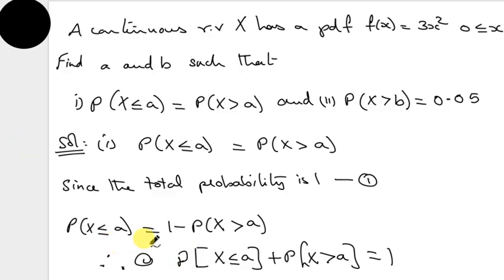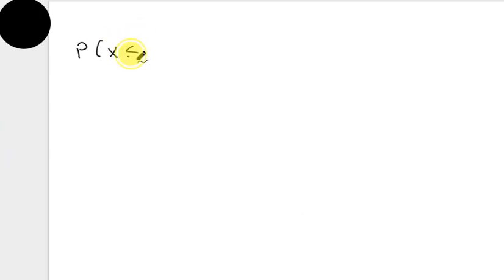Let me now substitute. Probability of x less than or equal to a is 1 minus probability of x greater than a, so these two probabilities together make 1. Hence, conditions 1 and 2 give that probability of x less than or equal to a equals probability of x greater than a. So probability of x less than or equal to a will be half, and probability of x greater than a equals half. When we add both, we get 1.